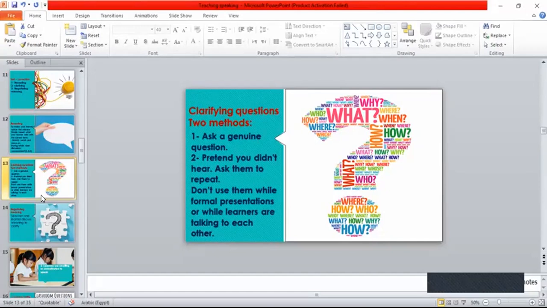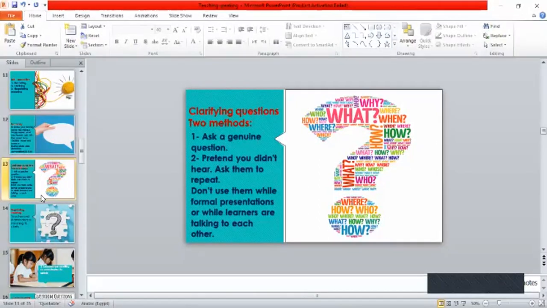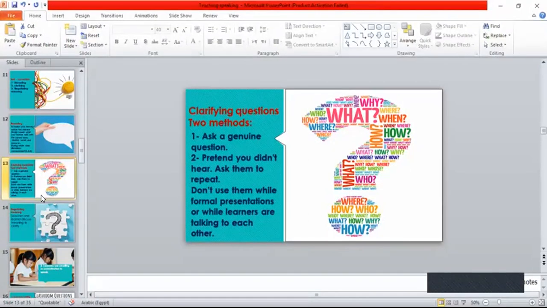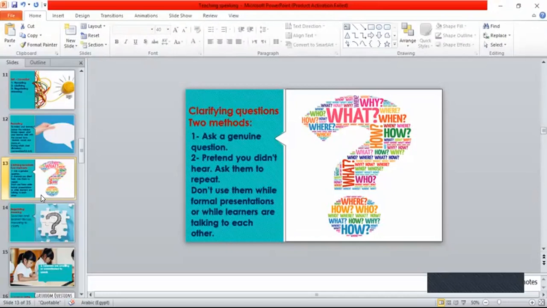So here, try to ask a question using WH words to let your learners notice that there is a mistake, okay? When we talked about the means of transportation and I asked him, how do you go to school? One said, I go to school by plane. So what's the question here?